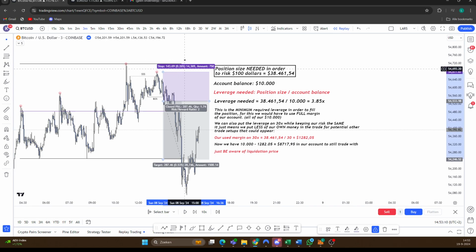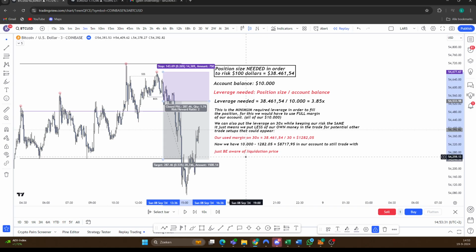My risk dollar amount stays the same, therefore my dollar take profit amount stays the same. It's just the margin. The higher the leverage, the less margin you put in the trade. But leverage itself doesn't matter. It literally doesn't matter. The only thing you need to be aware of is the liquidation price.